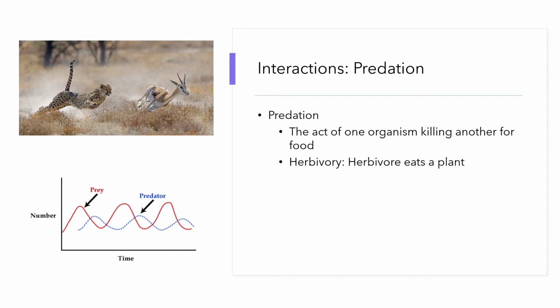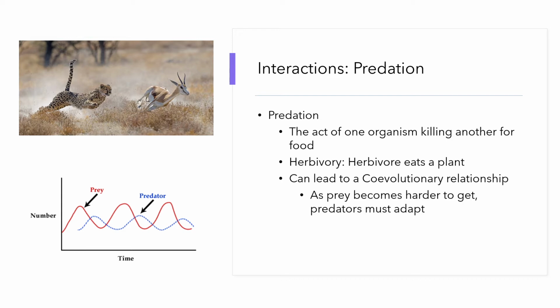Another thing you can think of, because it's any organism, is herbivory, the process of an herbivore eating a plant, which is also predation. I know a cow grazing is not going to be as exciting as a cheetah chasing a gazelle across the Serengeti. However, it's the same thing. Predation is happening, just the plant doesn't move. This relationship can lead to co-evolutionary relations, and we see that in our bottom part here.